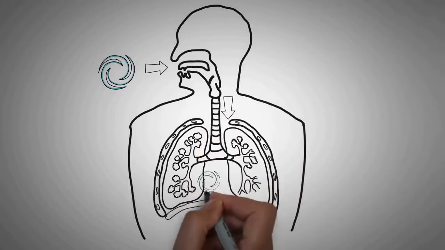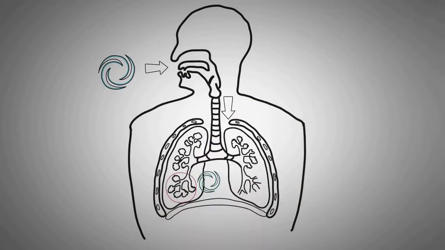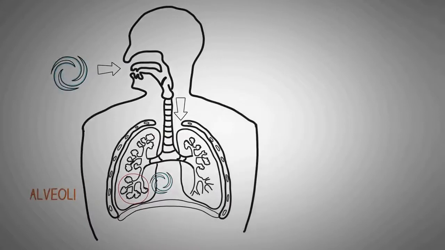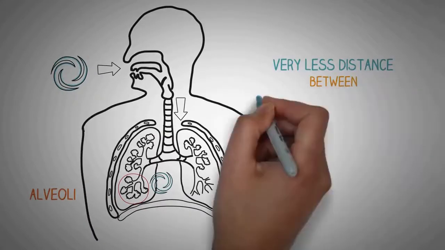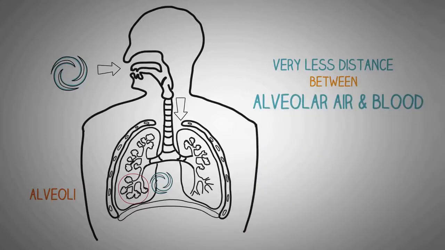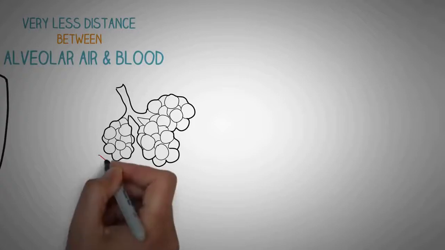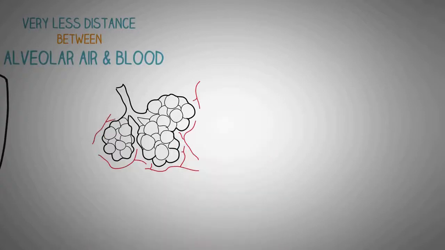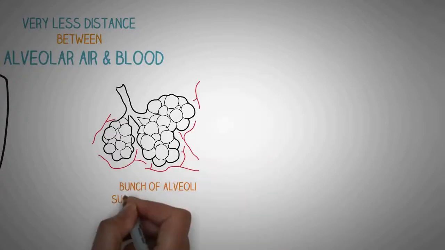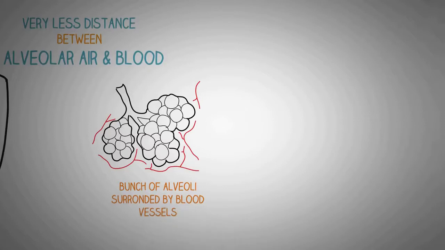The air that we inhale passes through our respiratory tract deep into our body into a bunch of structures called alveoli. This is important to create a very small distance between the alveolar air and the blood. Now to understand this, take a closer look at this section of alveoli which are attached to the end of a respiratory bronchiole. You can see that a bunch of alveoli are surrounded closely by blood vessels.